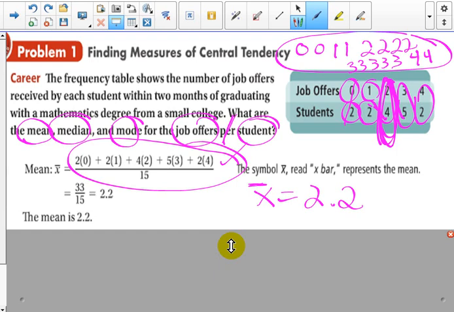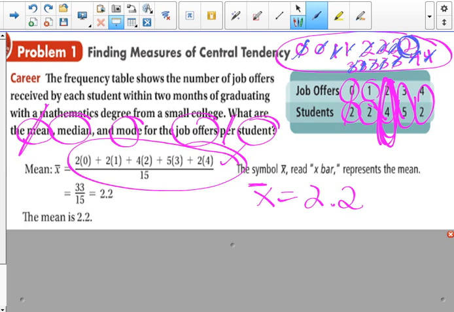Next, they want us to find the median. So we've got the mean. Now let's find the median. The median is the absolute middle point. So let me get a different color. So we're going to just start knocking off each end. There's one set. Knock off the next set. Knock out the next set. The next one. There. There. There. And there's our absolute middle number.